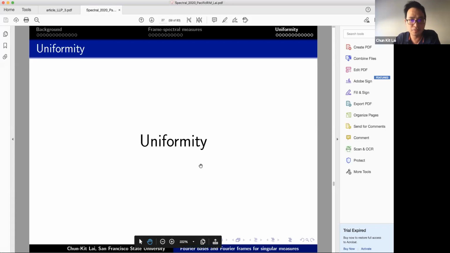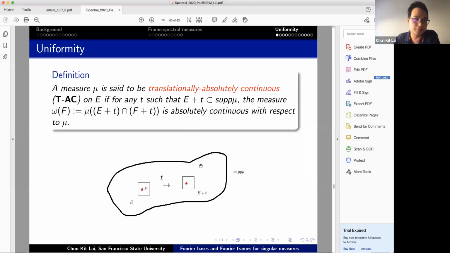So let's continue to another important property of frame-spectral measures, which is called uniformity. Here I will need a definition, called translationally absolutely continuous. We say that the measure mu is translationally absolutely continuous if you have the support of mu, and I fix a set E, and then you fix a translation E plus T, and the assumption is that E and E plus T are both inside the support of mu.